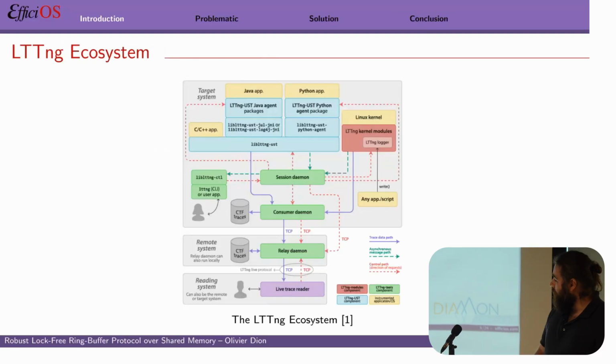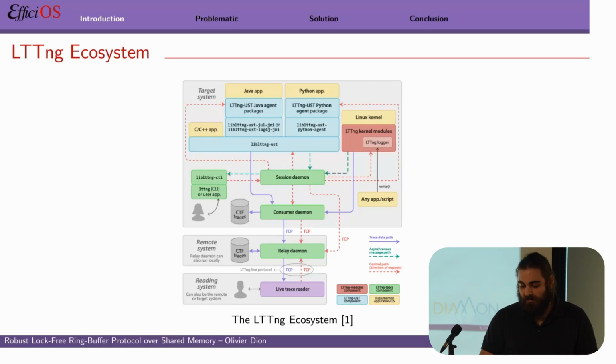Just a quick overview. I know it's not very visible to everyone here. It's just that in the ecosystem of LTTng, there are basically three components that you have to remember for this talk. You have the consumer daemon, which is a process that consumes the events and writes them to disk. You have the session daemon, which handles sessions. And you have the user application, basically. Other components are not of much interest here.